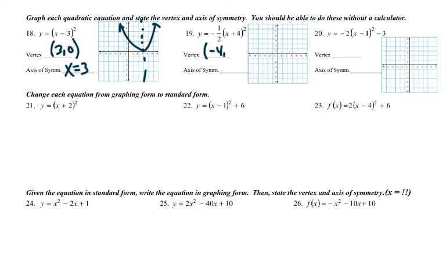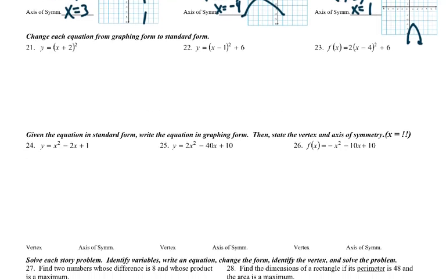Here, this one's going to move left 4, down 0, and it's going to be upside down and kind of wide. X equals negative 4, right? And then here, this one goes right 1, down 3. So right 1, down 3, and the negative 2 is going to make it kind of tighter there. Axis of symmetry, of course, x equals 1. That was all really the first half of the chapter.